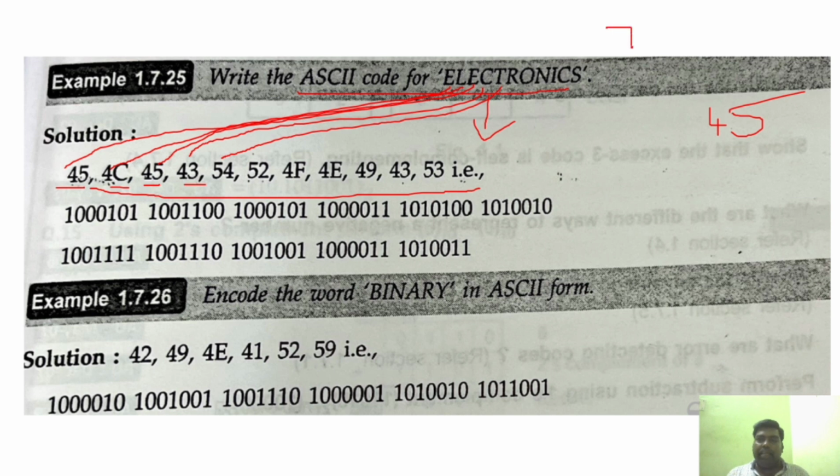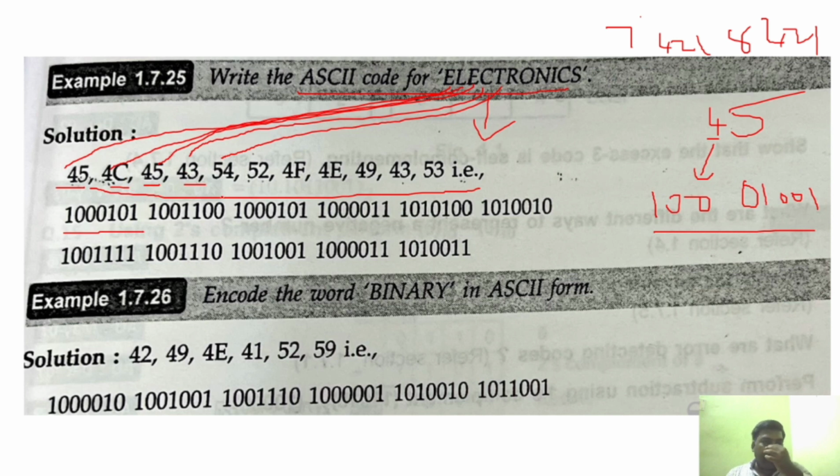ASCII code is nothing but a 7-bit code. As I said, 421 and 8421. How will you represent 4? It is 100 in 421, and similarly here it is 0101. So if you combine all those, this is 1000101, that is 45. Similarly for 4C, 45, 43, you have to convert all the hexadecimal numbers to binary. So this is the ASCII code for electronics.